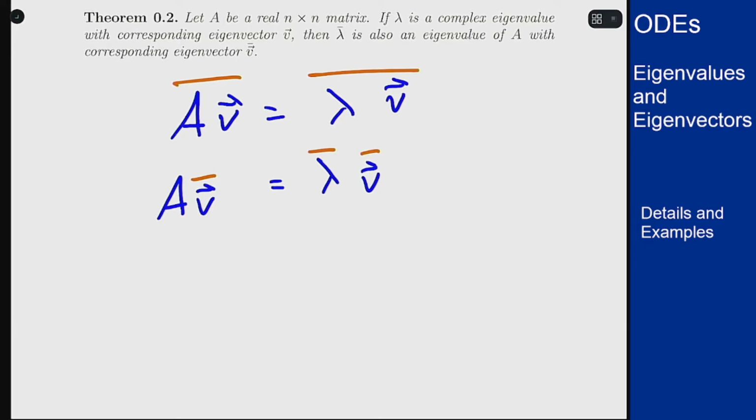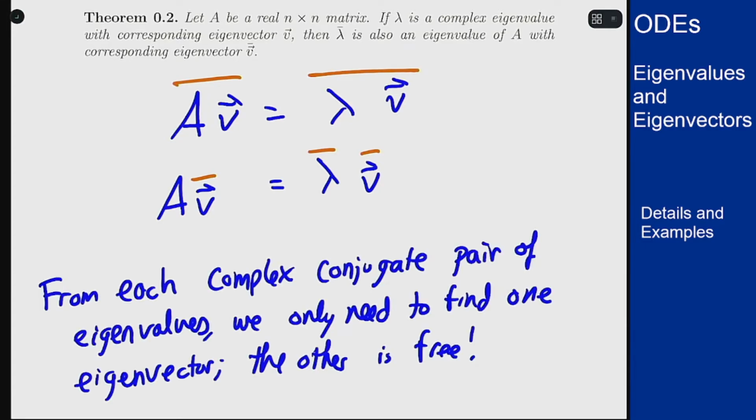This means for each conjugate pair of eigenvalues, I'll have to find one eigenvector, and I know the other one for free. This is similar to the idea of knowing that if I find a complex root for a second order equation, I get two solutions from the sine and the cosine part. It's the same idea here. When I get one, I get the other one for free because they always come in this conjugate pair. Let's see an example of what this might look like.